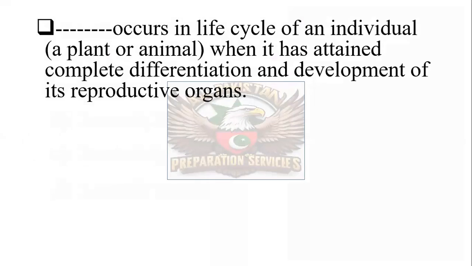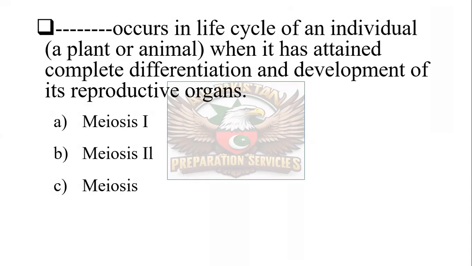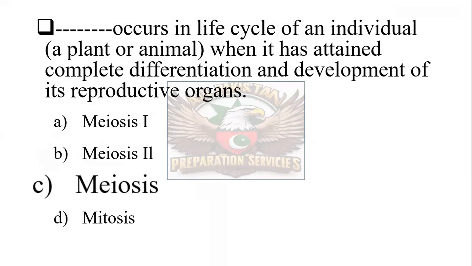Our next question is: dash occurs in the life cycle of an individual, a plant or an animal, when it has attained complete differentiation and the development of its reproductive organs. Meiosis 1, meiosis 2, meiosis, or mitosis? The correct one is meiosis. Meiosis occurs in the life cycle of an individual, it may be a plant or animal, when it has attained complete differentiation and the development of its reproductive organs.